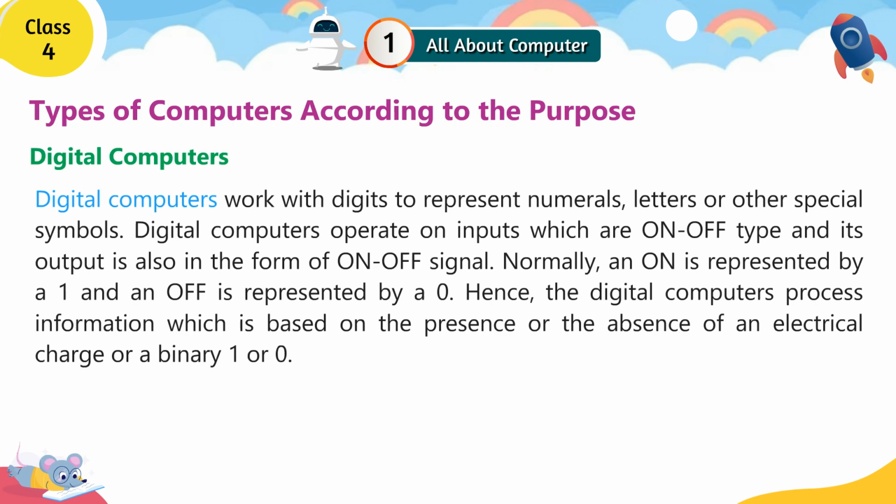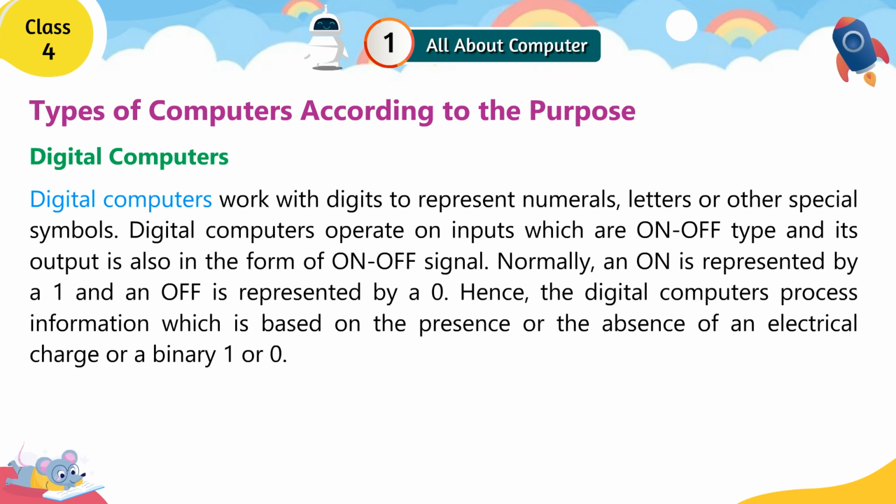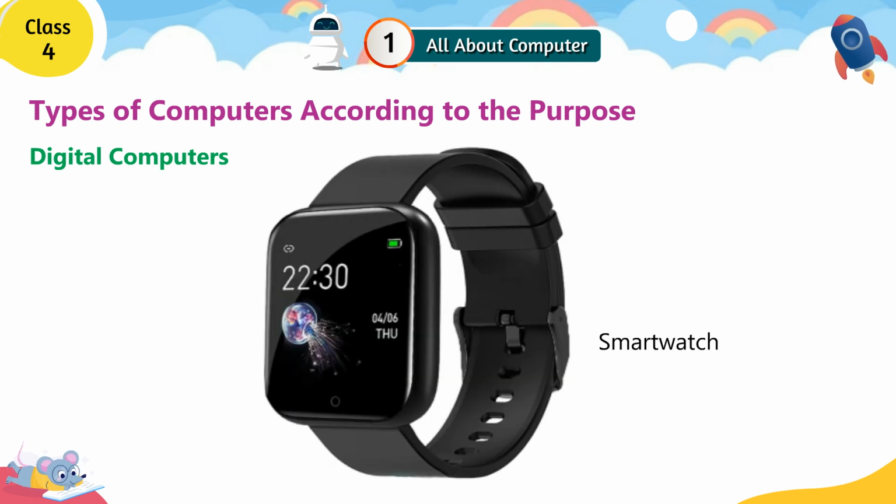Digital computers. Digital computers work with digits to represent numerals, letters, or other special symbols. Digital computers operate on inputs which are on-off type and its output is also in the form of on-off signal. Normally, an on is represented by a 1 and an off is represented by a 0. Hence, the digital computers process information which is based on the presence or the absence of an electrical charge or a binary 1 or 0.